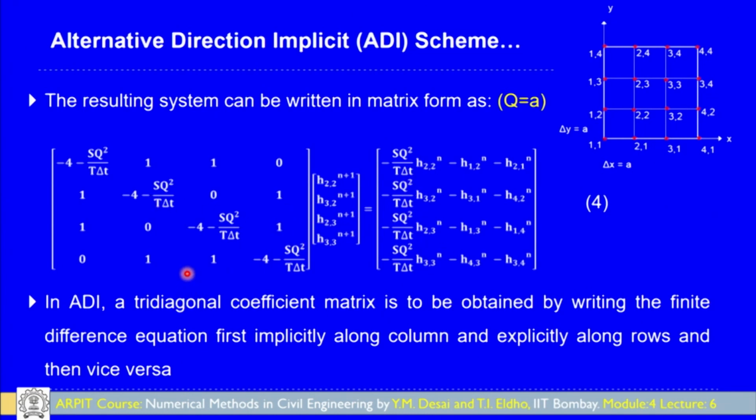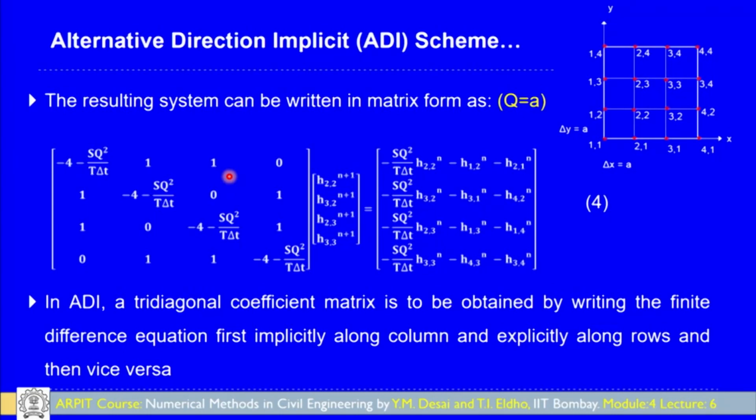So, in the ADI alternating direction implicit scheme, the tridiagonal coefficient matrix is to be obtained by writing this. So, this is not tridiagonal. Generally tridiagonal means it is easy to solve, and we can solve a very large problem. So, that is why we obtain a tridiagonal coefficient matrix by writing the finite difference equation firstly implicitly along the column. So, along the column we write first, and then explicitly along rows, and then vice versa. So, that is the alternating direction implicit scheme. So, actually firstly implicitly along column and explicitly along row, and then vice versa. That is why it is called the ADI scheme.